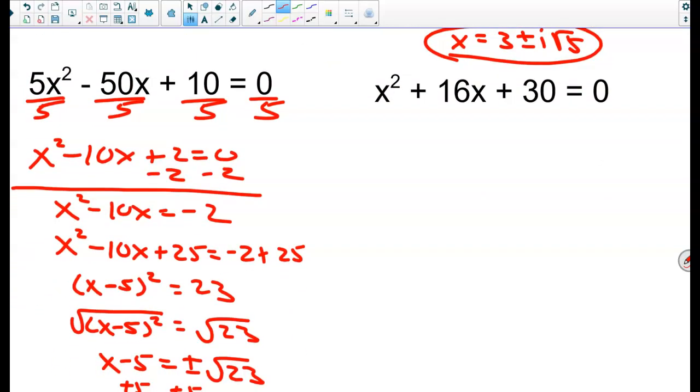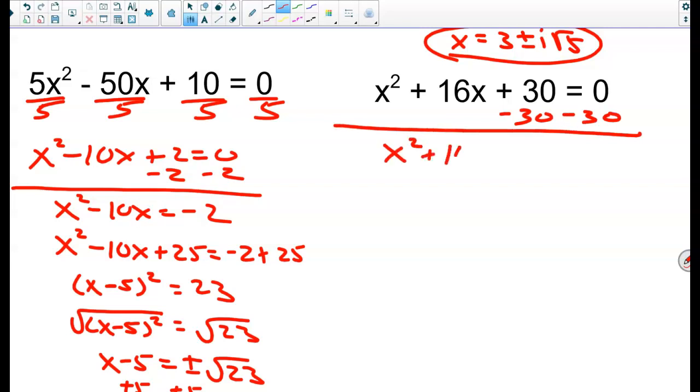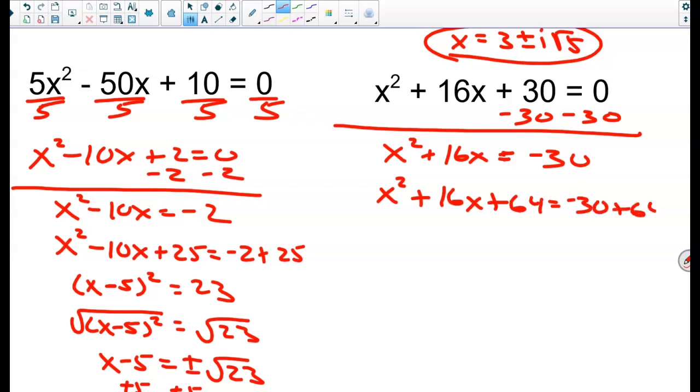My second one, there's a 1 in front of the x squared. I don't need to simplify. So I subtract 30. x squared plus 16x equals a negative 30. Half of 16 is 8, and 8 squared is 64. So I add 64 to both sides. This factored is x plus 8. It's always half the middle term with that sign.